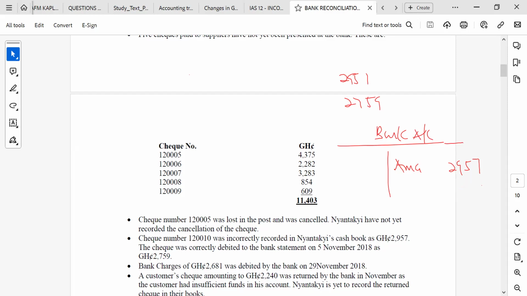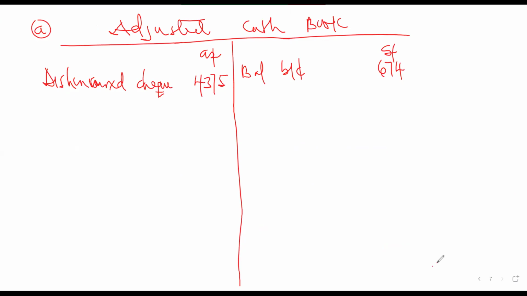We're going to debit the bank account. Okay, so we have 2957 over here, but the figure should have been 2750. So we now have to come and put 198 over here to reduce the 2957. This has already been recorded before getting this particular balance.